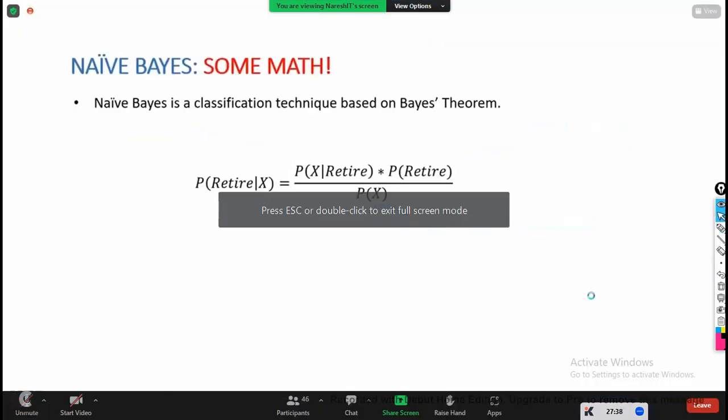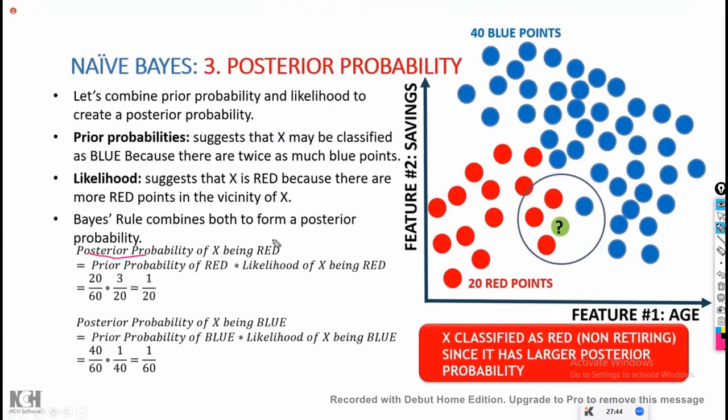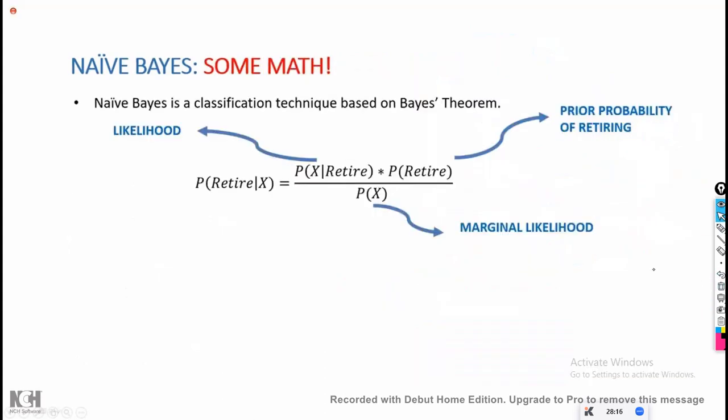Whatever posterior probability we have calculated here, what is the posterior probability of X being red? You are calculating X with respect to red. First you calculate how many red points are there, and within those red points, how many are very close to this particular data point. So that is prior probability times likelihood. Now here we have what is called Naive Bayes. Naive Bayes means dividing by the overall probability.